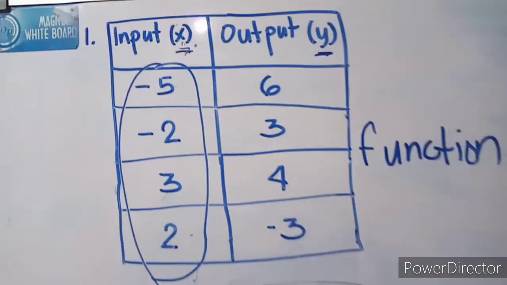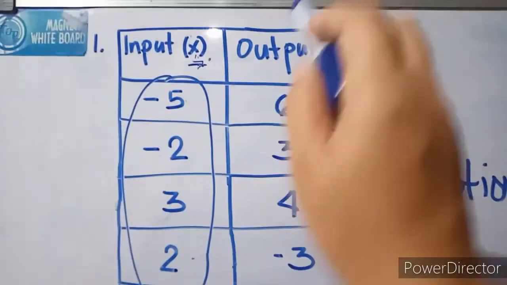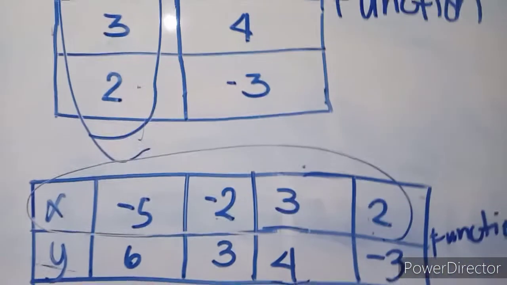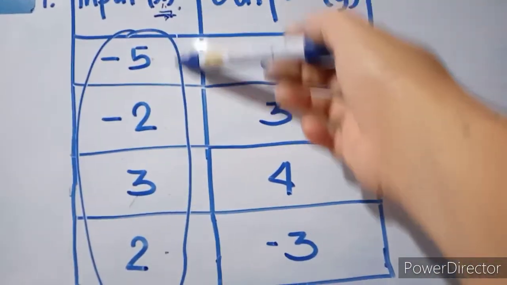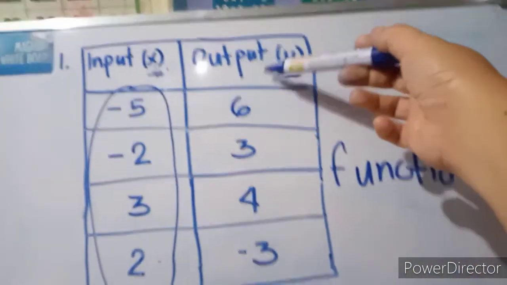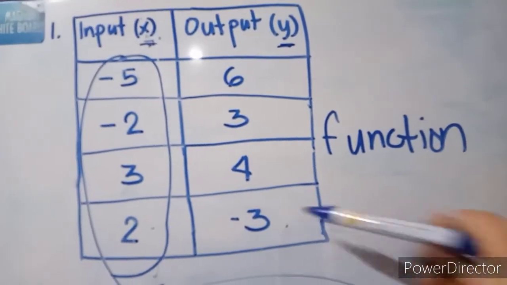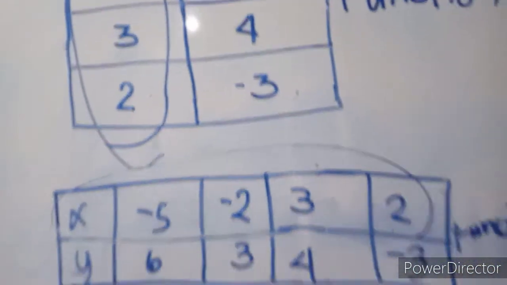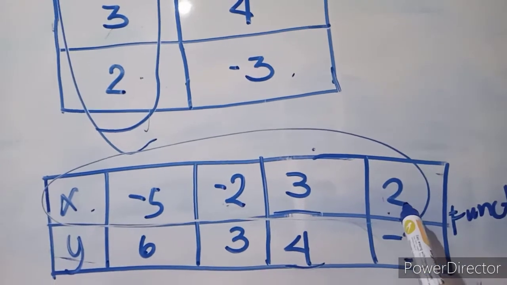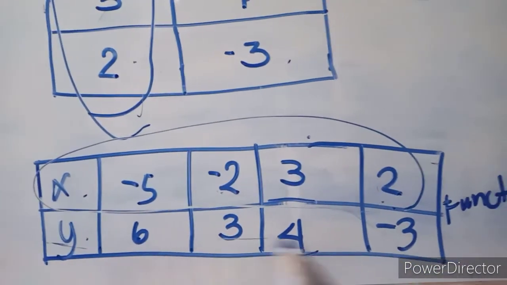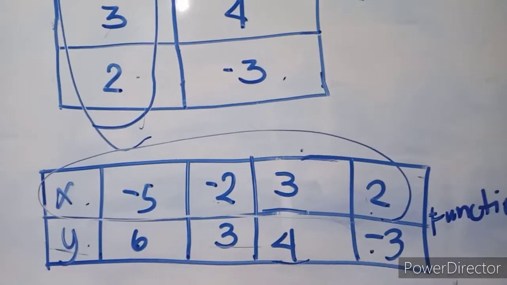So same lang yan dito. Yan. Ito, pa-vertical na table. Ito naman is horizontal. So in this example, the x here in the first column, and the second column is our y. And in here, the first row here is our x values. The second row naman is y values.